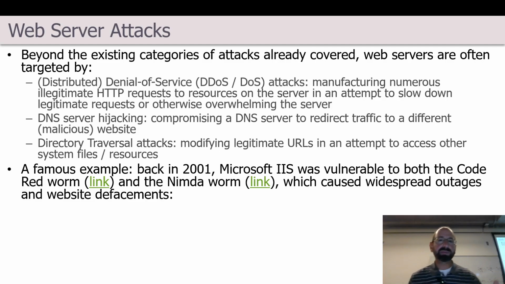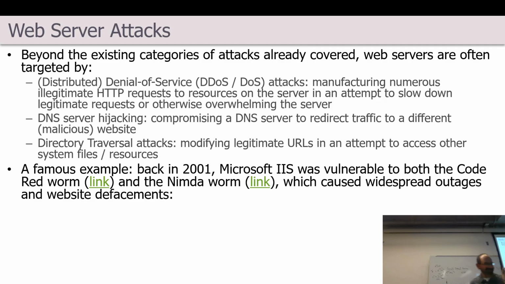Beyond just the existing types of attacks we've already covered, we also sometimes have to worry, specifically in the context of websites and web servers, about denial of service or distributed denial of service. The idea is that by creating as many spurious or illegitimate HTTP requests, those are sent to the server in order to slow down legitimate requests or just otherwise overwhelm the server. We talked a little bit about compromising DNS to redirect to different websites. And then a couple of examples that are historically famous, but are still actually an issue that I wouldn't say is solved, is this issue of directory traversal attacks.